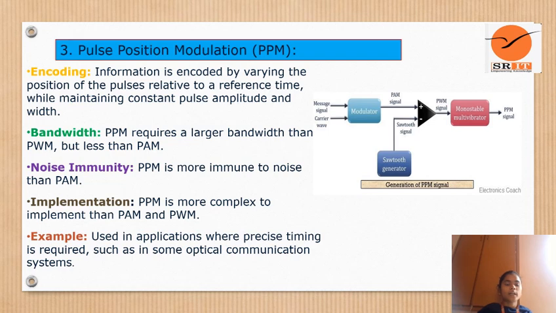PPM encodes the information by varying the position of the pulse relative to a reference time, while maintaining constant amplitude and width. PPM requires larger bandwidth than PWM, but less than PAM. PPM is more immune to noise than PAM. PPM is more complex to implement than PAM and PWM. It is used in applications like some optical communication systems, etc.